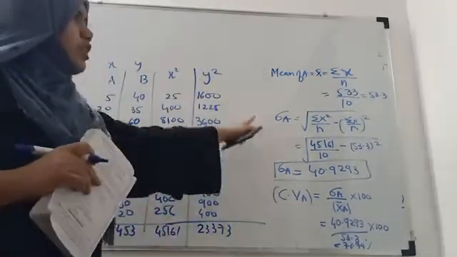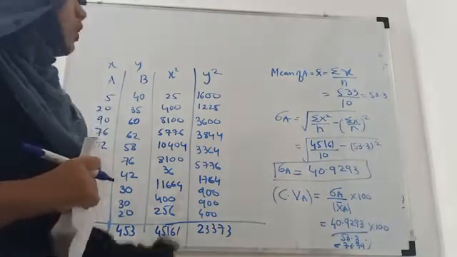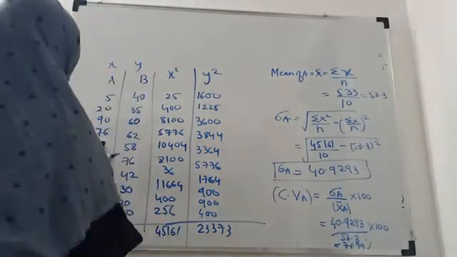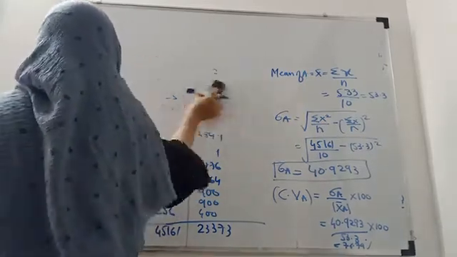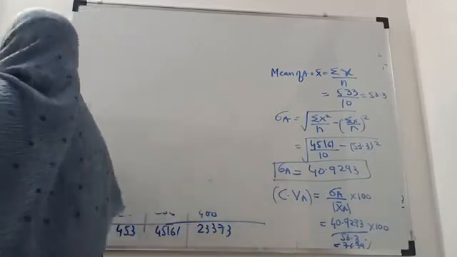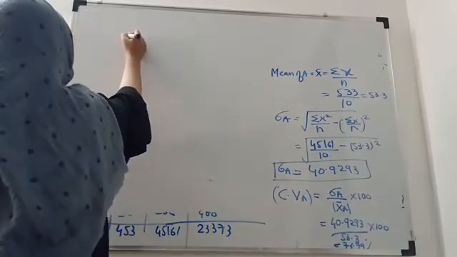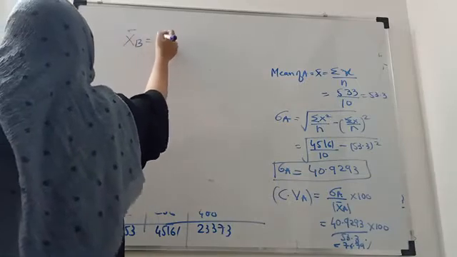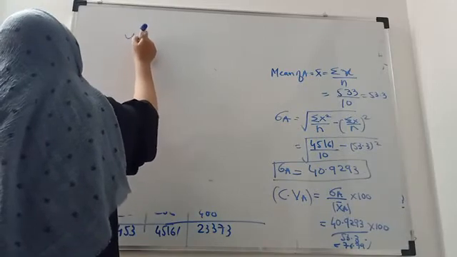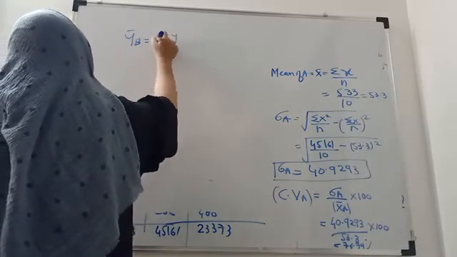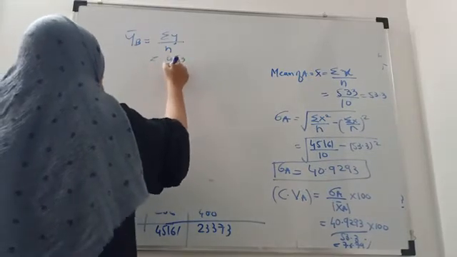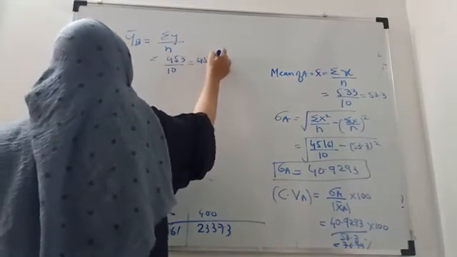Now we will do the same procedure for B. For that we will require these calculations. First of all, we will calculate the mean of B, that is y bar, which is summation of y upon n. So summation of y is 453 upon 10, so this is 45.3.